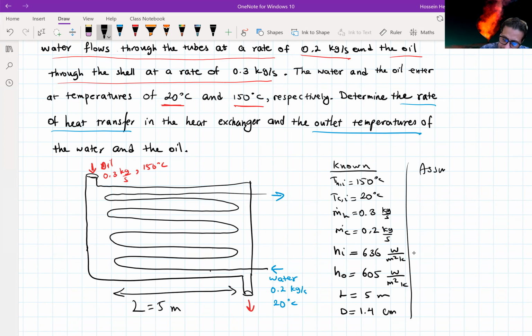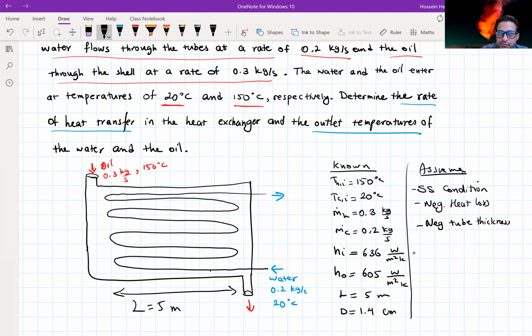In terms of assumptions, assume steady state condition, and negligible heat loss. Of course, negligible radiation too, and negligible tube thickness.